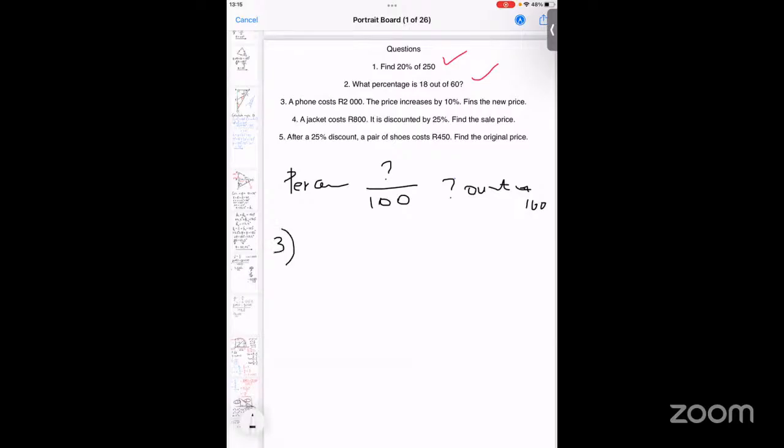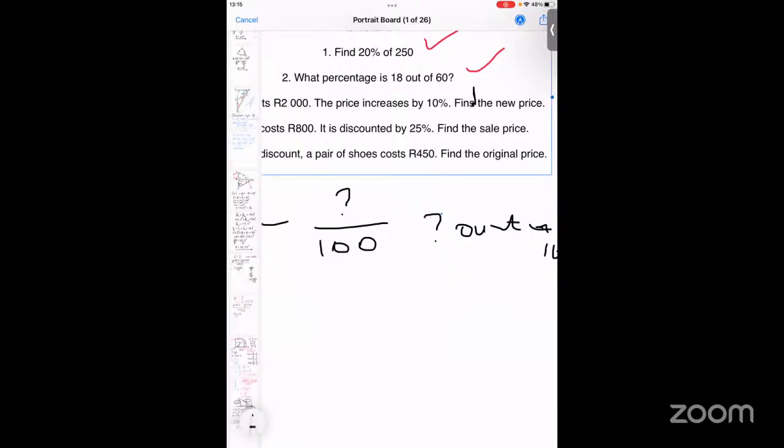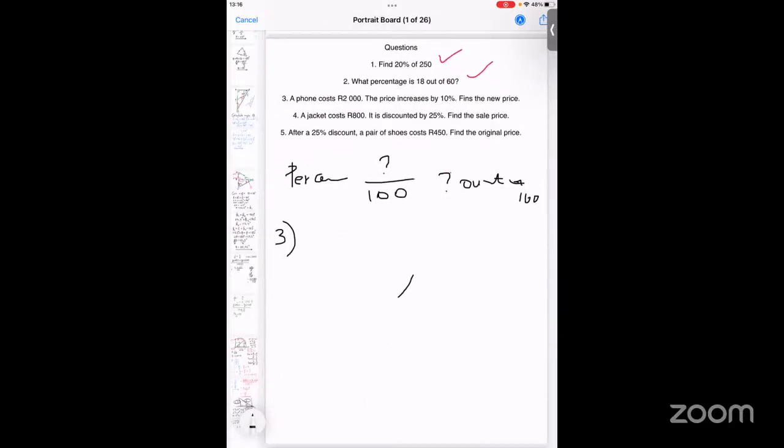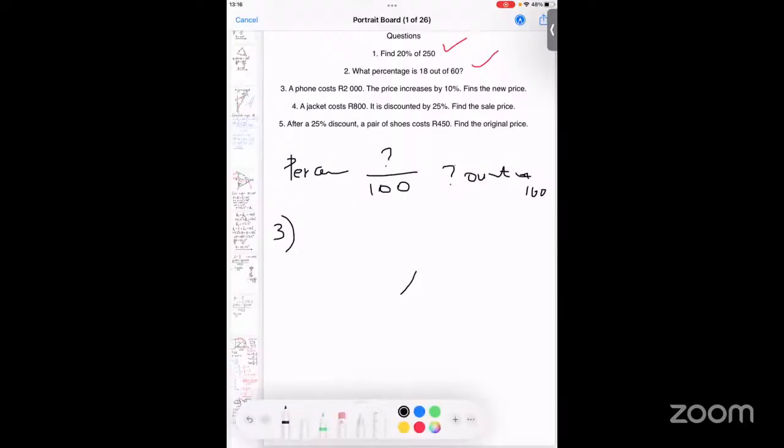Okay, another type of question, for example, they would say a phone costs 2,000 rands. Then they say the price increases by 10%. That means you will need to pay 10% more. This one is supposed to be: find the new price. Yes, find the new price. Definitely, it will have to be a bit more because you are adding an extra 10%.